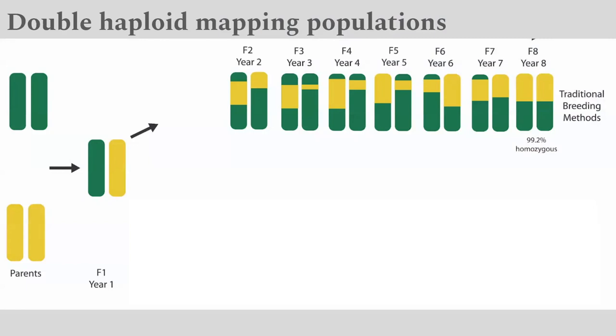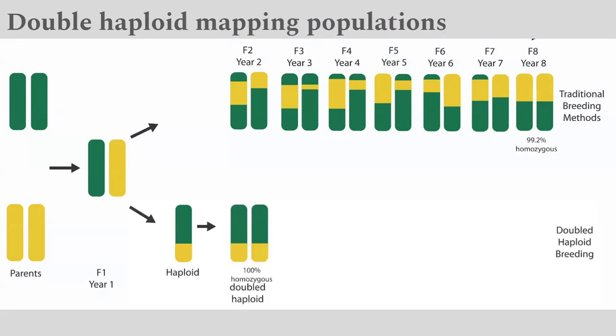So the canonical way of making a biparental mapping population is to cross parent A with parent B and then begin to consecutively self this F1 hybrid, each time increasing the homozygosity of those lines. And by 8 rounds of selfing, you get over 99% homozygous lines. I do not want to spend 8 years in grad school if possible.